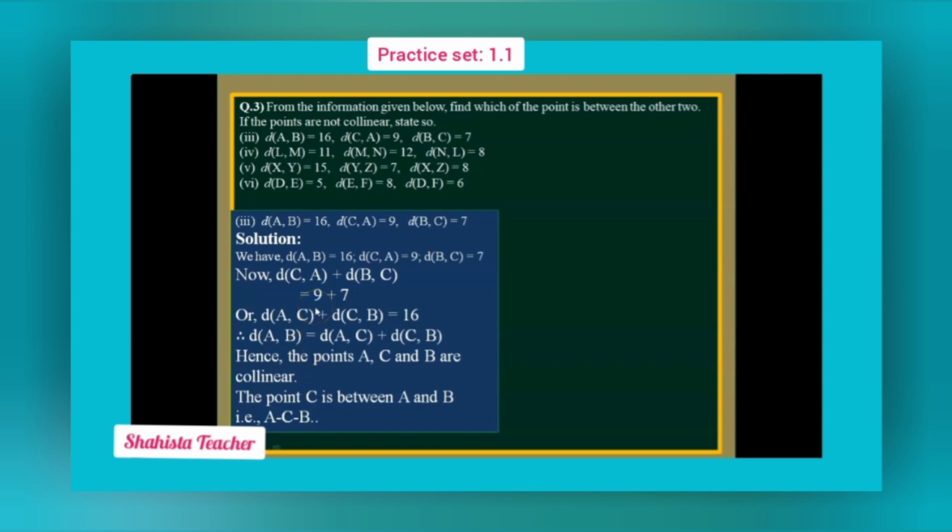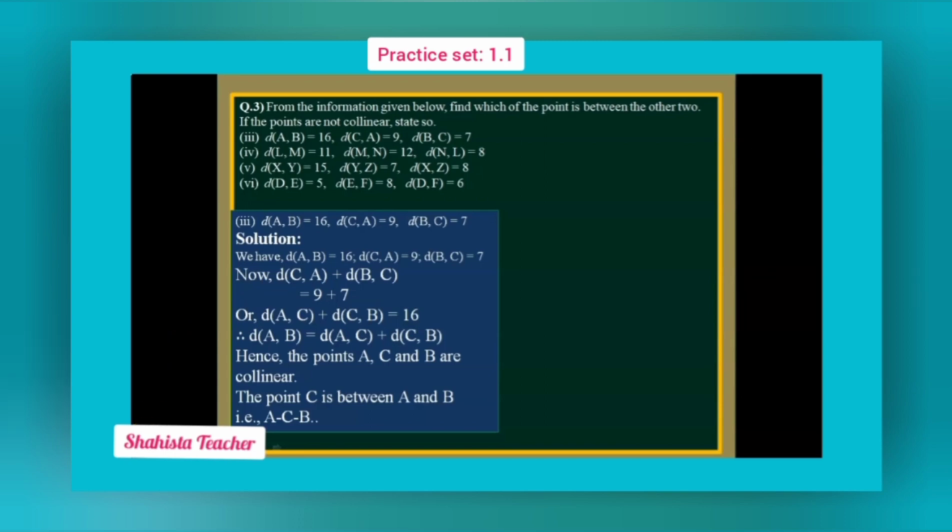Sub question 3: A, B, C are collinear. A, C, B are collinear because all three points lie on the same line. So this is collinear. So students, in this way we solve question 3.